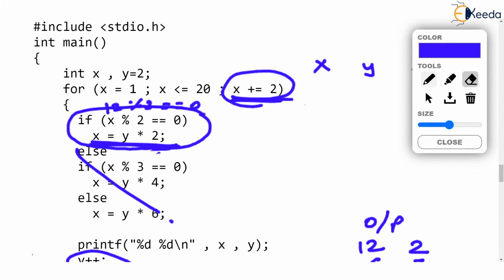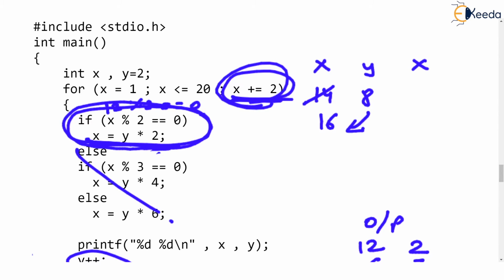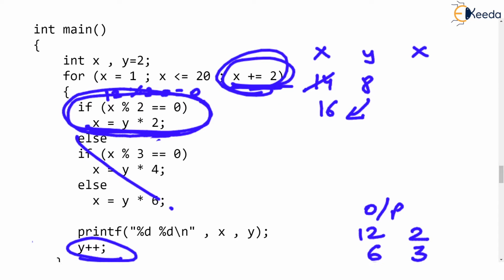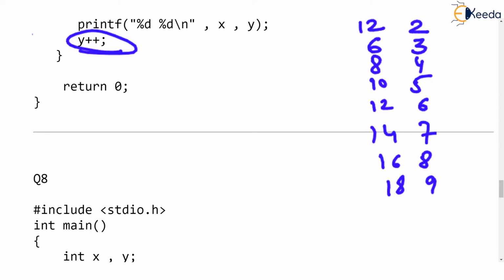I hope you have not switched off the video. 14 and 8 are the current values. And then x will be x plus 2. So it will become 16. And then again x % 2 is 0. So x will become y into 2, which is 16. So the next output after 14, 7 is going to be 16, 8. Obviously, you just check, the next output is going to be 18, 9. And the next output is going to be 20, 10.